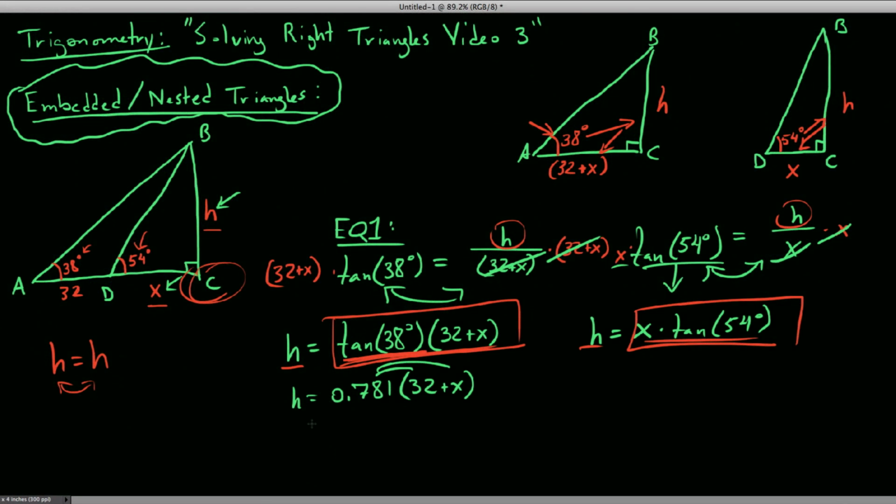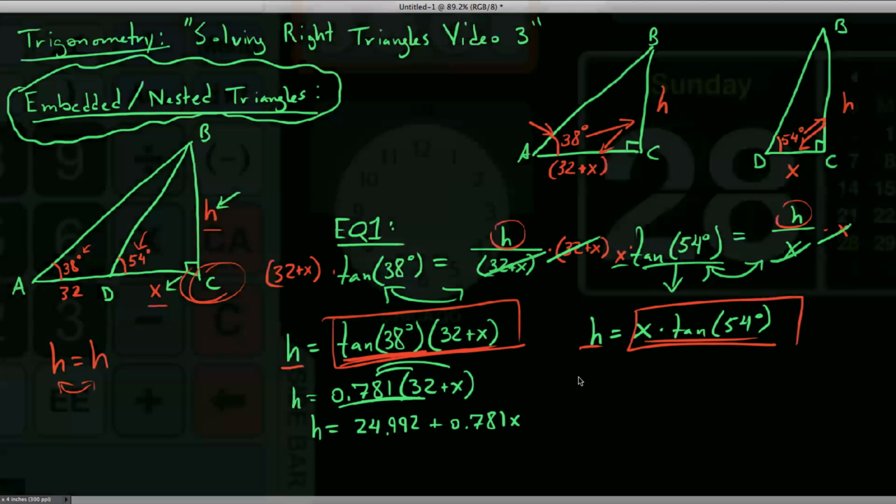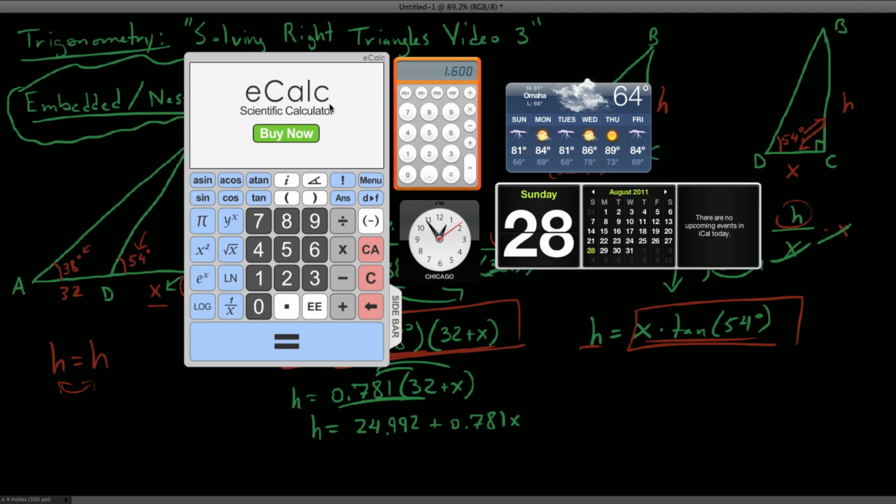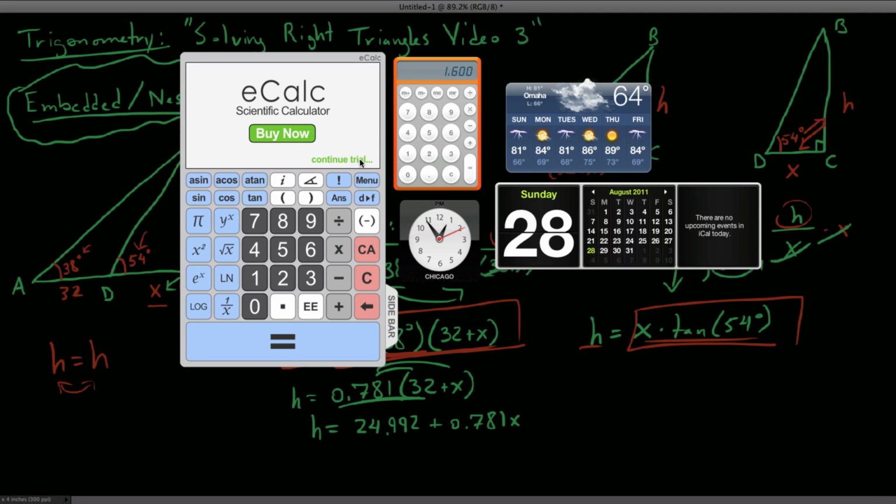So we say h is equal to 24.992, plus we have to distribute the 0.781 over to the x, so 0.781x. Over here we say h equals x times tangent of 54. So maybe we find tangent of 54. Calculator, dear calculator, tangent of 54 degrees, and it asks whether we'd like to buy the calculator. We say no, continue the trial.